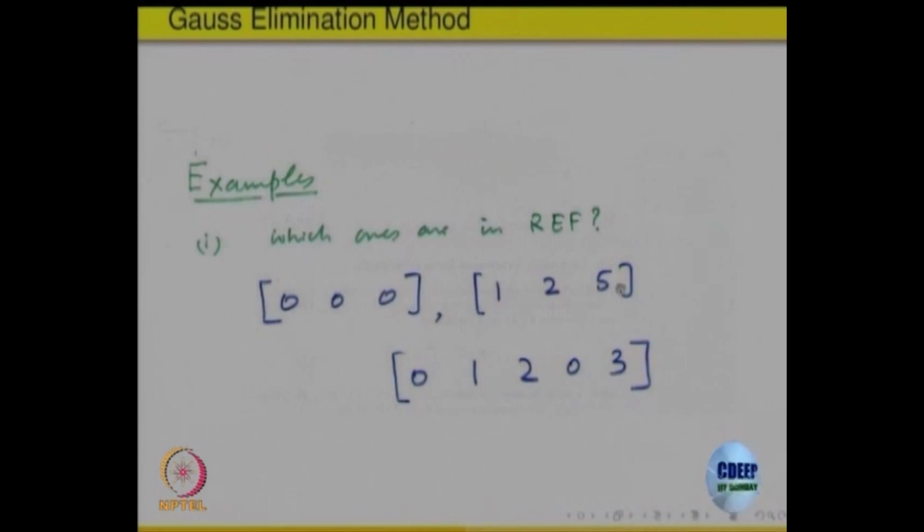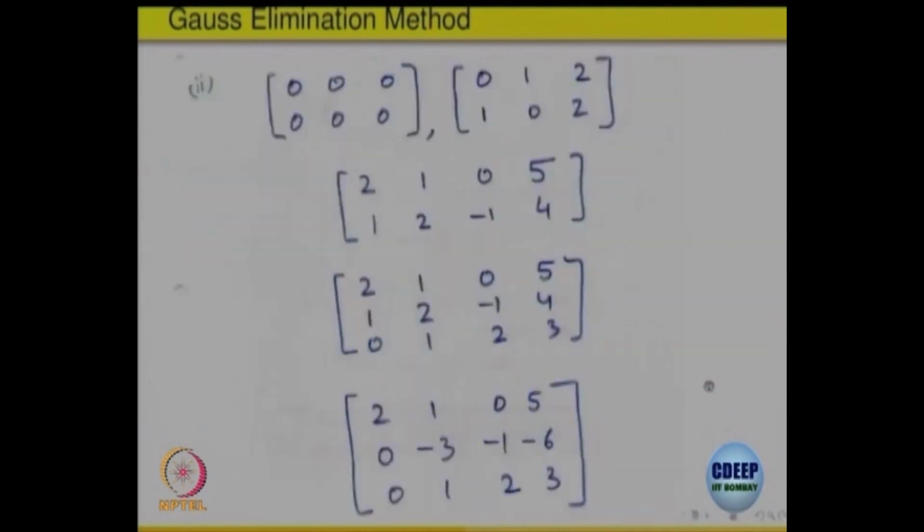Let us look at this 1, 2, and 5. Is that in the row echelon form? Yes, it is. There is only one row which is non-zero, so fine. What about this one? That also is. Okay. Let us look at some more.